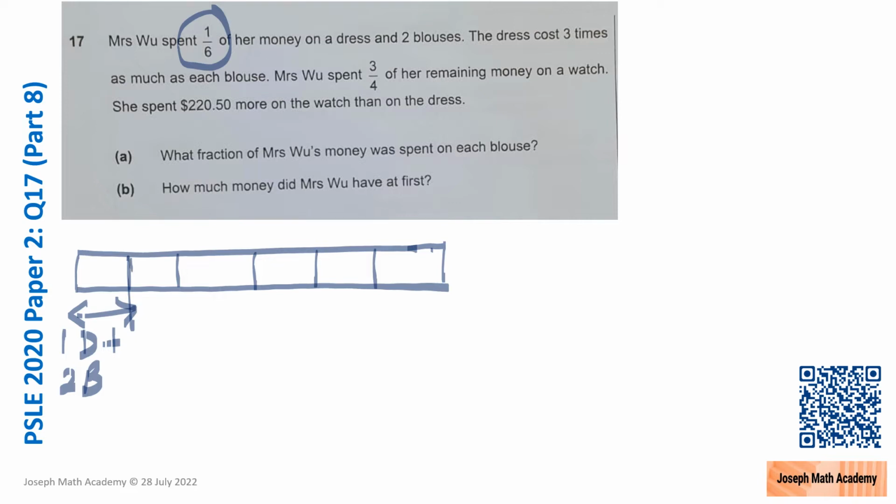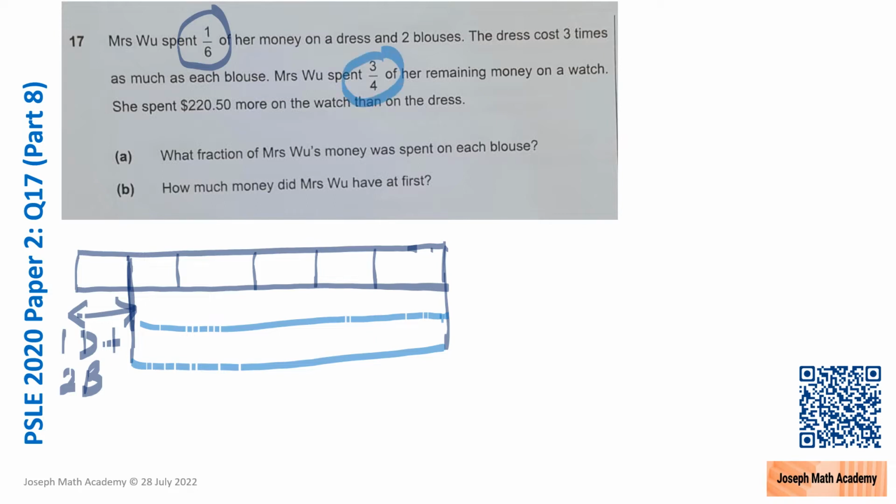Now, I'm going to draw this line a bit longer because we need the remainder. So I'm going to use a different color to represent the remainder. Blue. Okay, pardon my drawing. So this blue bar represents the remainder. Now, the remainder is 3/4 of it. Now, 3/4 of the remaining money was spent on a watch.